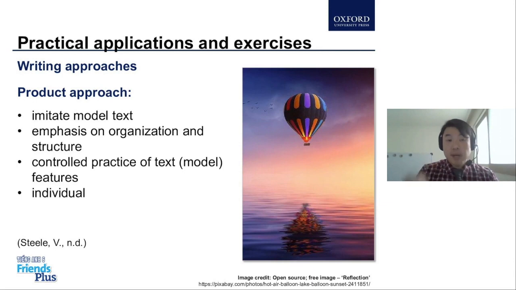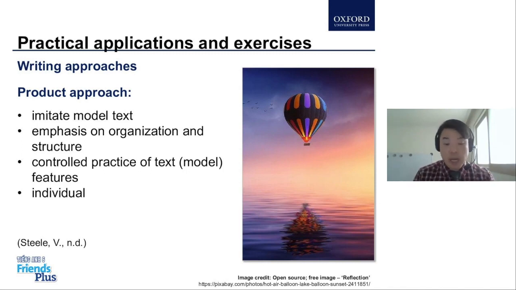First, the product approach is going to be imitating a model text. So just like in the picture, we have our hot air balloon, and then we have a reflection of the balloon at the bottom. It's not a copy. It's not exactly the same. It has the same outline. It has the same color. It has the same shape. But something about the reflection in the water, it's not 100% perfect.